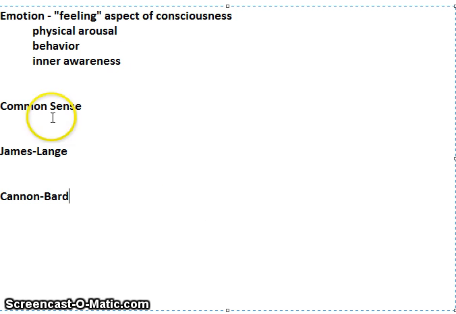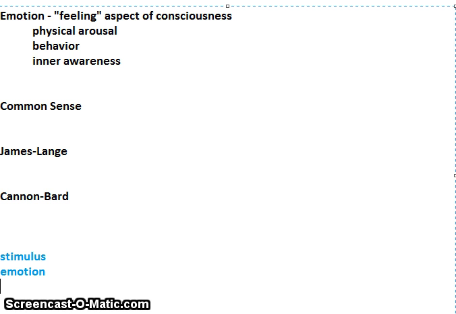For all of these three theories, something they have in common is that all of them are going to be mentioning a stimulus, something that is going to cause the emotion. They all have the emotion that's going to be elicited, and then they have the arousal. The arousal, what they mean by that is the physical arousal. That's the physiological state. So all three of these have these three components. The common sense one is called that because it's the one you would tend to think of.